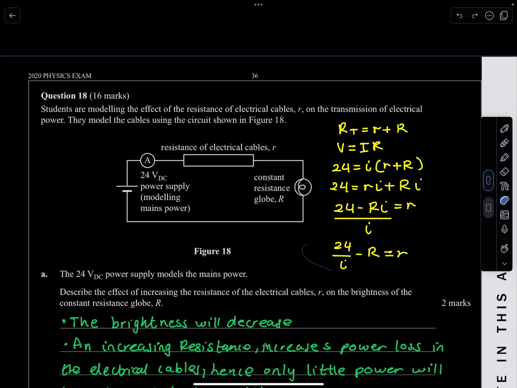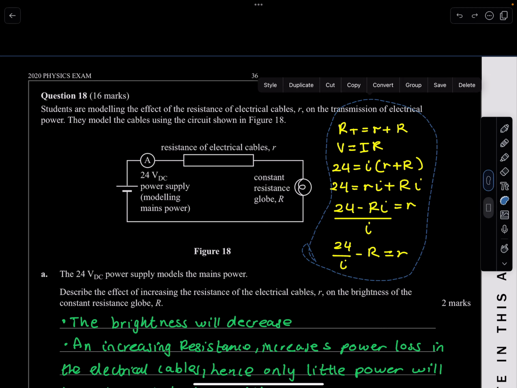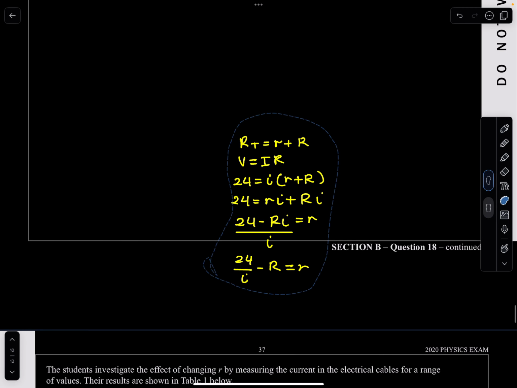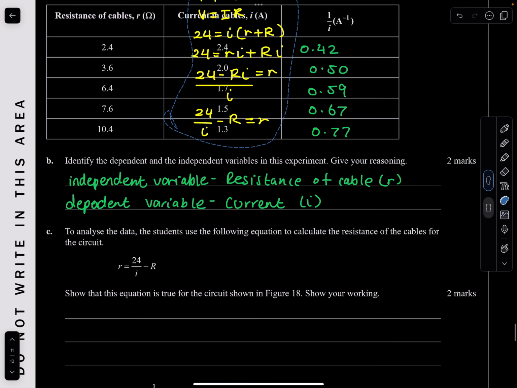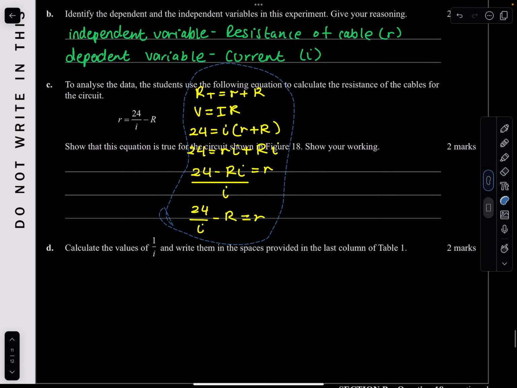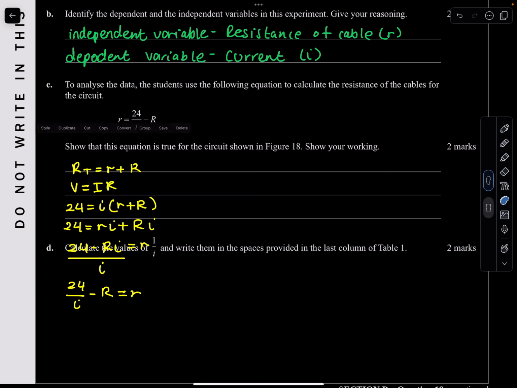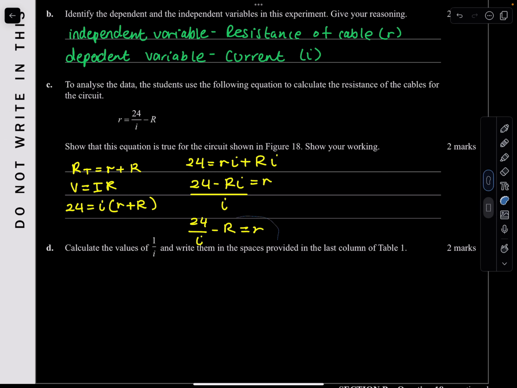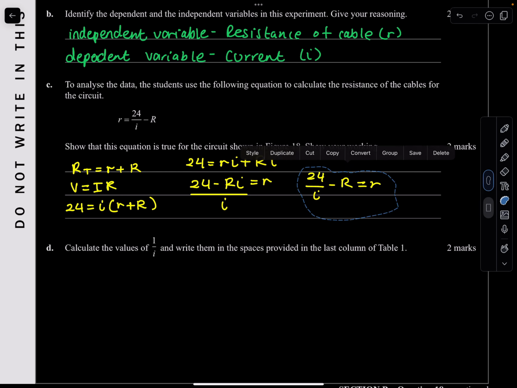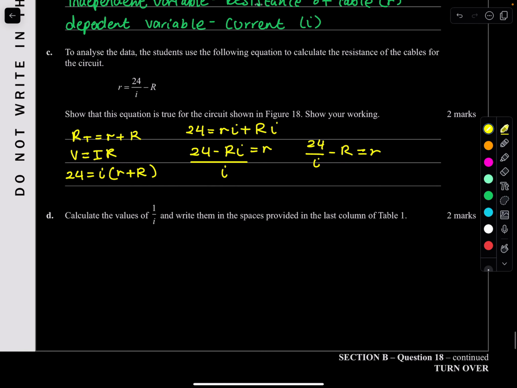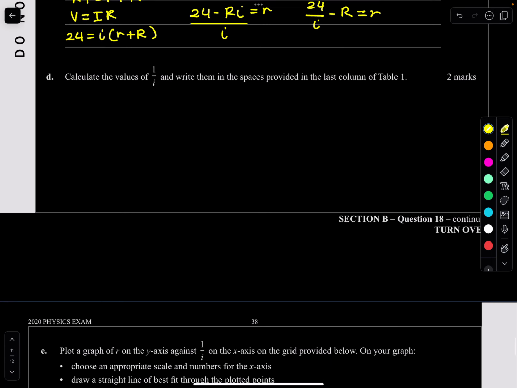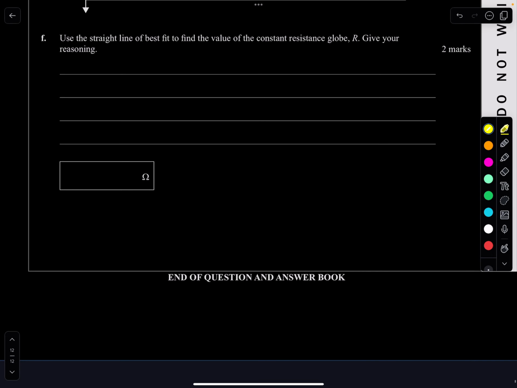So I'm going to copy this whole thing here and bring it down to where it is, because I'm not going to rewrite it. That's basically the proof. I just wanted to show it. I'm going to put this here and take this and put it right over here. That's where the formula comes from. Calculate the values of 1 over I and write them in the space provided in the column of table 1. Oh, we've already done that. That's perfect. And that's the last page.